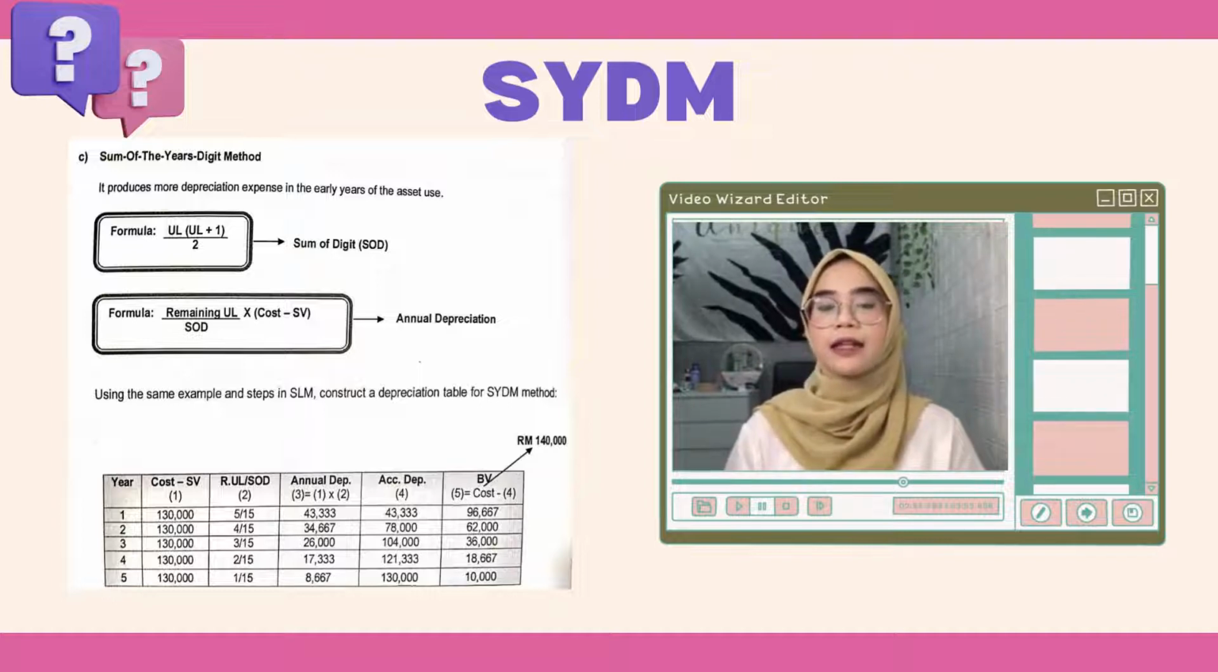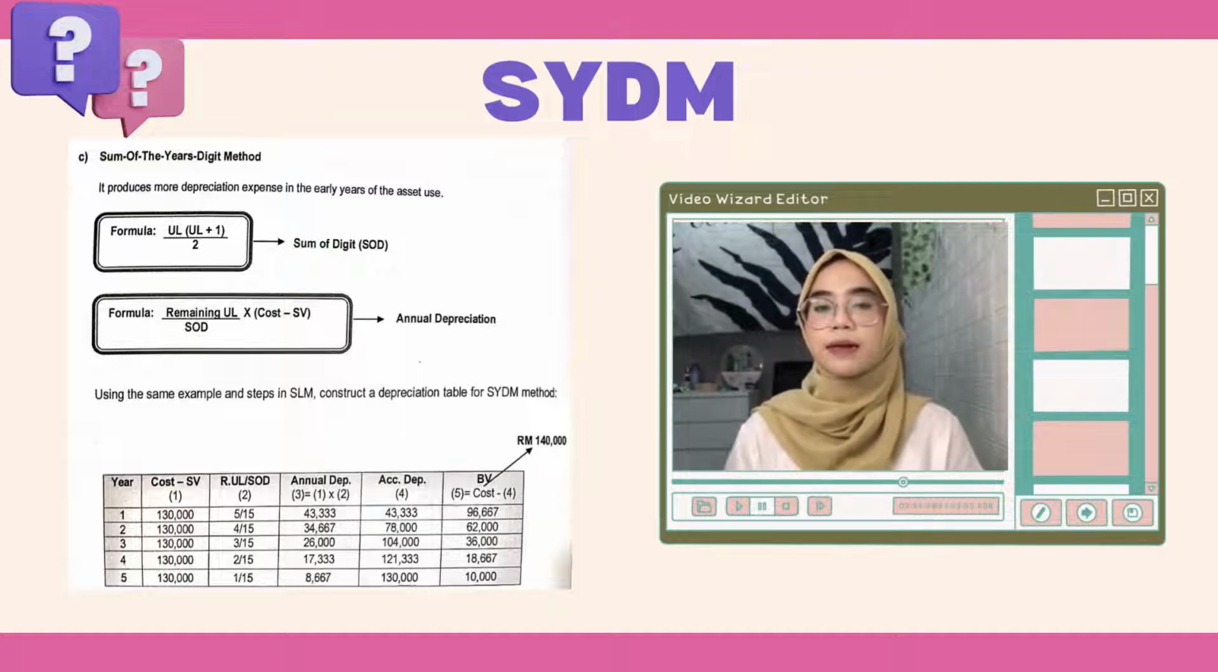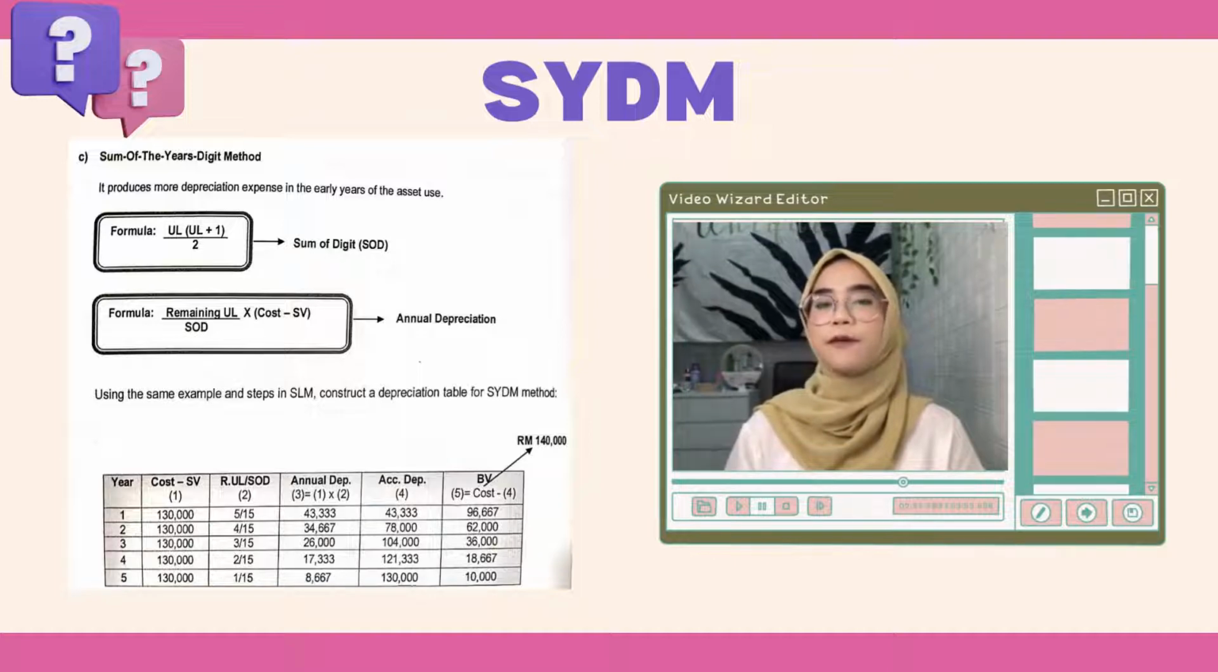So we look at year 1. The first thing is we need to find the value of cost minus salvage value. So we get 130,000 ringgit. Then the next step is remaining useful life divide SOD. So we get 5 divide 15. Next, to get the value of annual depreciation, the value of cost minus salvage value, you need to multiply with the value of remaining useful life divide SOD.